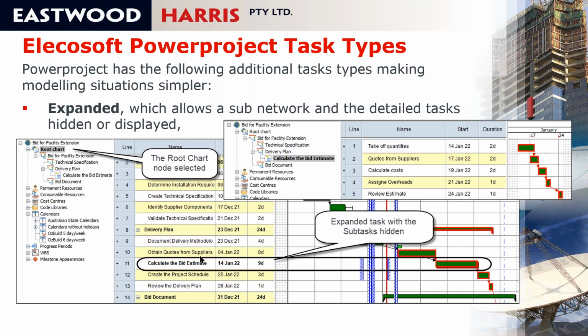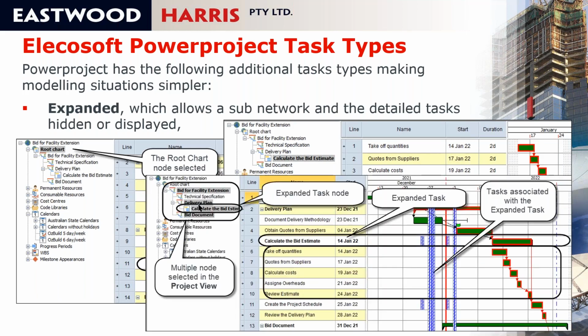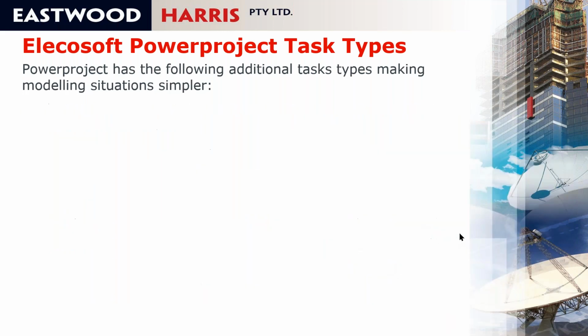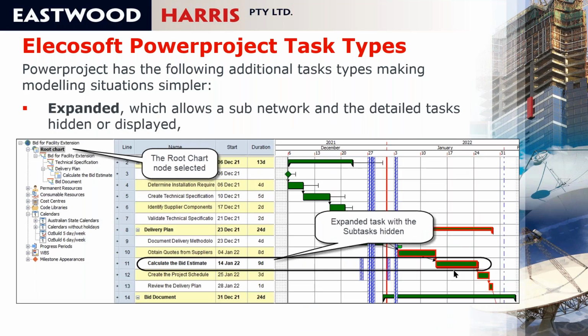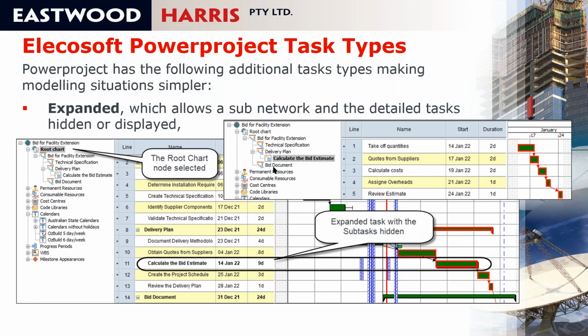If I click on the root chart, I don't see that detail. But if I select, say, these nodes, I can then see the detail underneath if I want to. So I can hide the detail, or I can see the detail. This is the expanded task, and these are the detailed tasks underneath. I can choose to either see the detailed tasks underneath or not. Here you can see that I am not showing the detailed tasks underneath. Here I'm just clicking on the root chart in the project view and clicking on the activity here, and I'm seeing the detail.